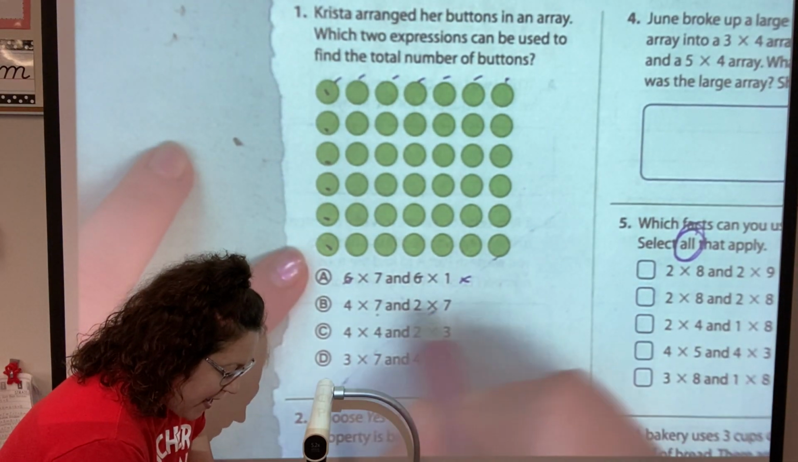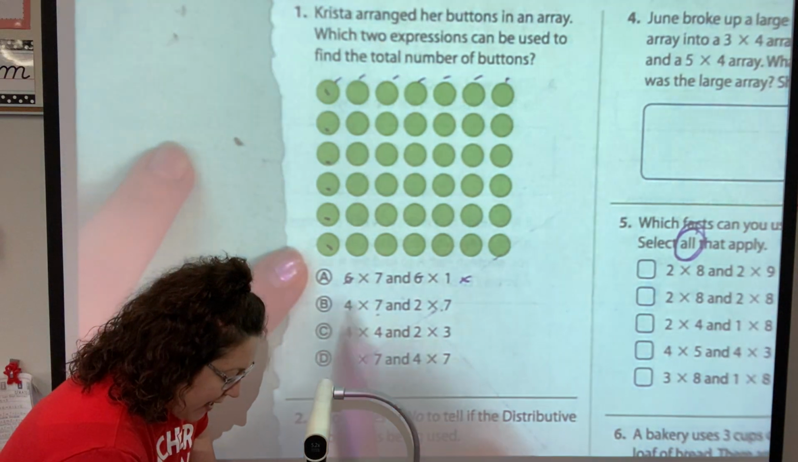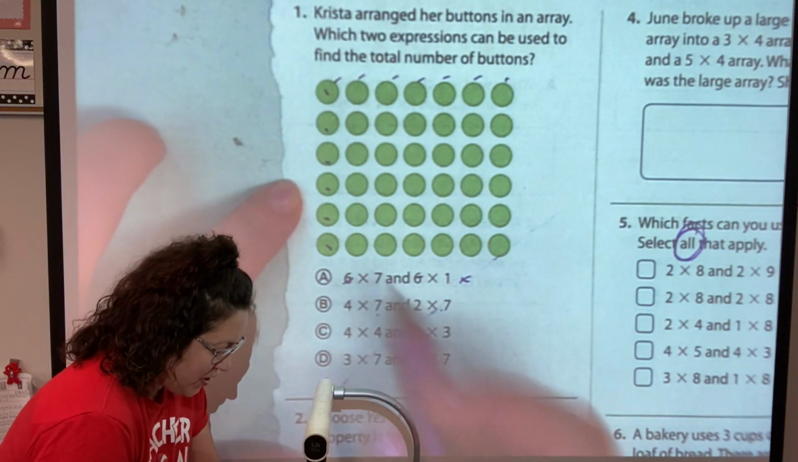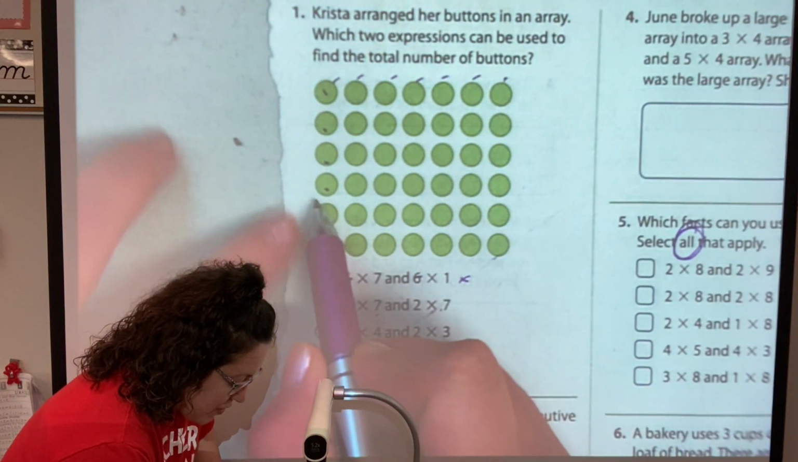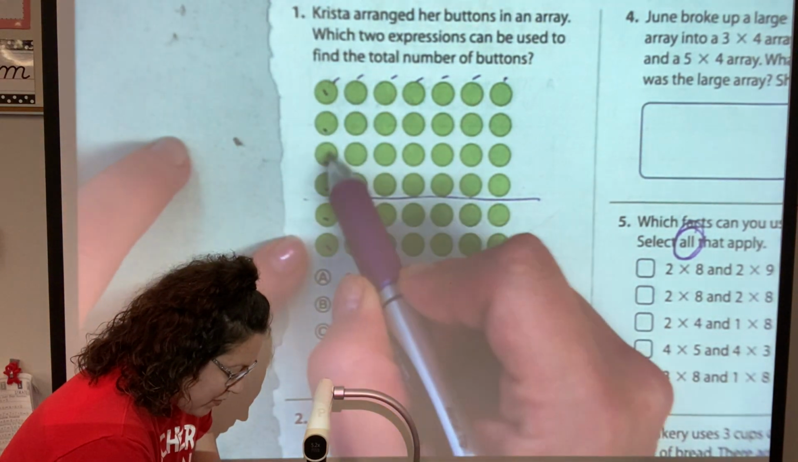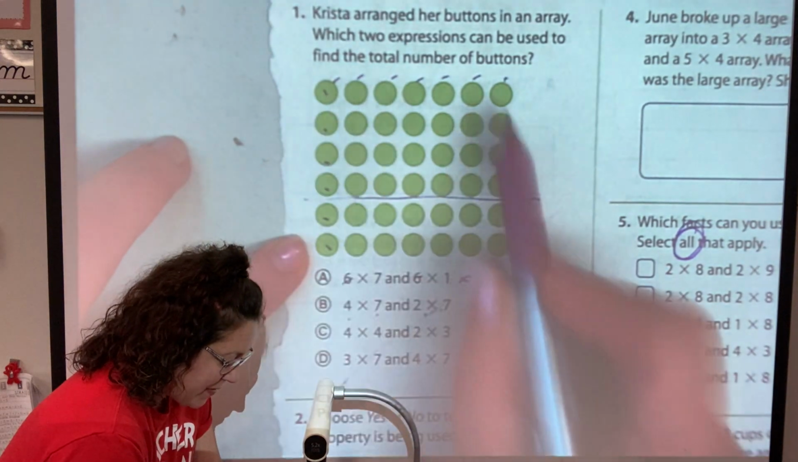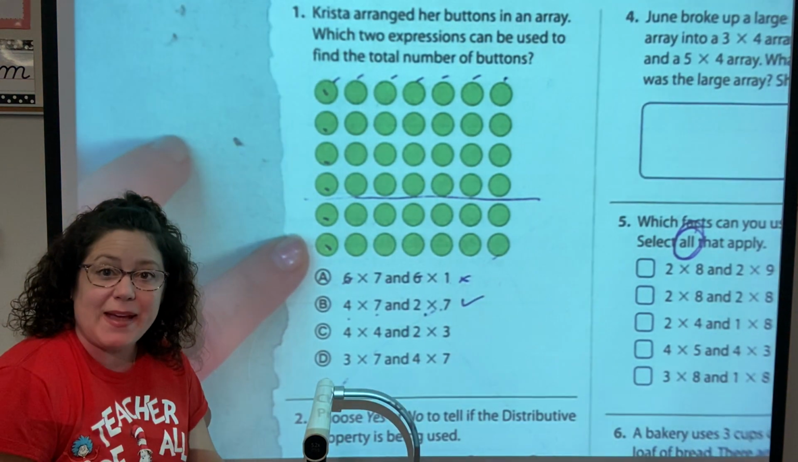Well, here's 7, and we know that's correct, 7 and 7. And can we split this into 4 and 2? So if I draw a line here, 1, 2, 3, 4, and 1, 2, yes, and they both have 7. So that's a good maybe.